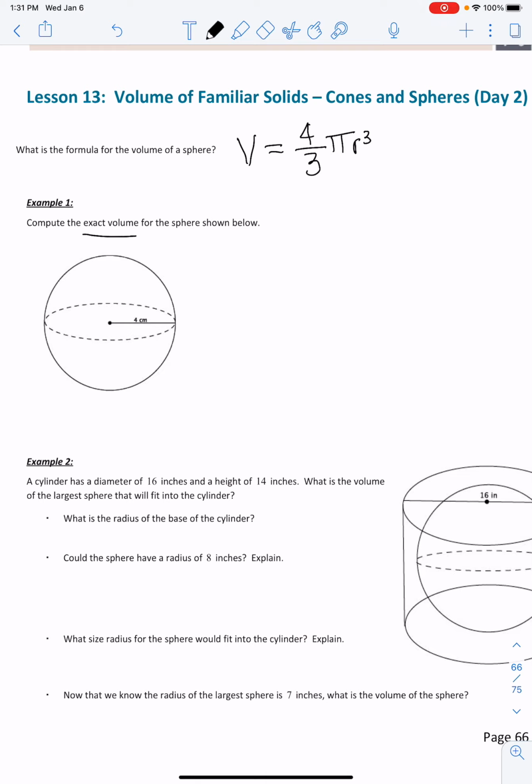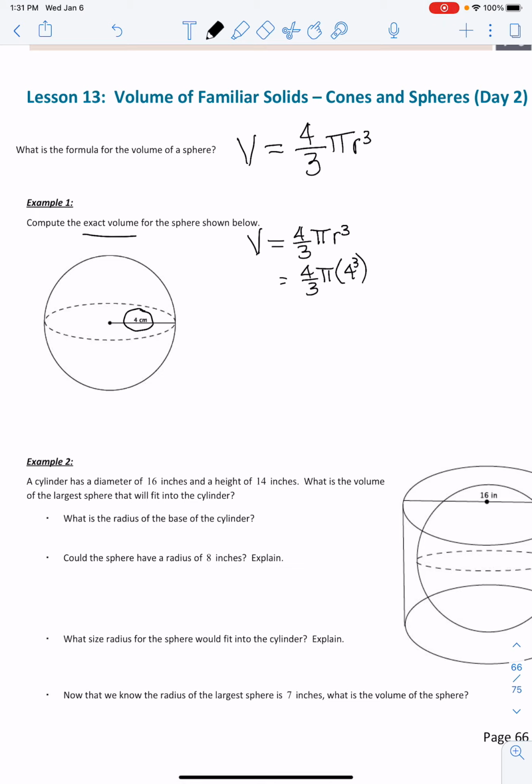So here, what we do is we write our formula first. So volume equals 4/3 pi r cubed. Next, we look at our radius, which is right here, and we replace. So 4/3 pi, our radius is 4 cubed.